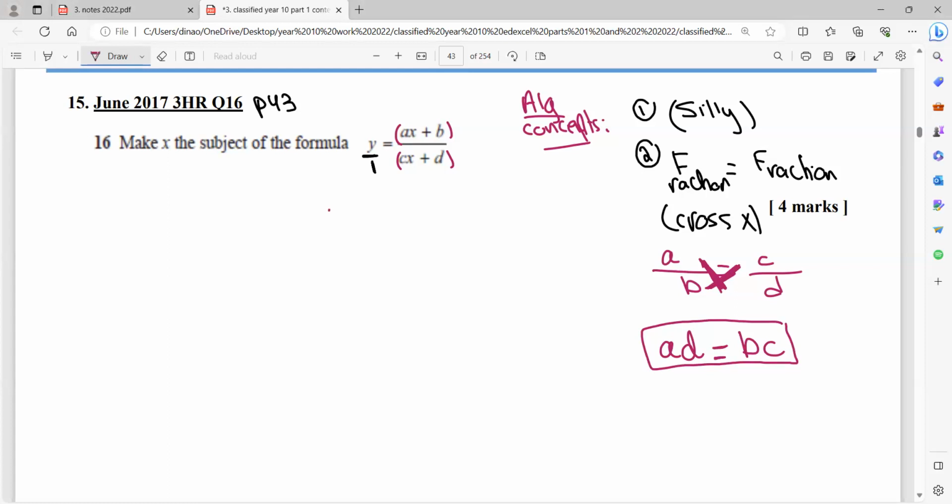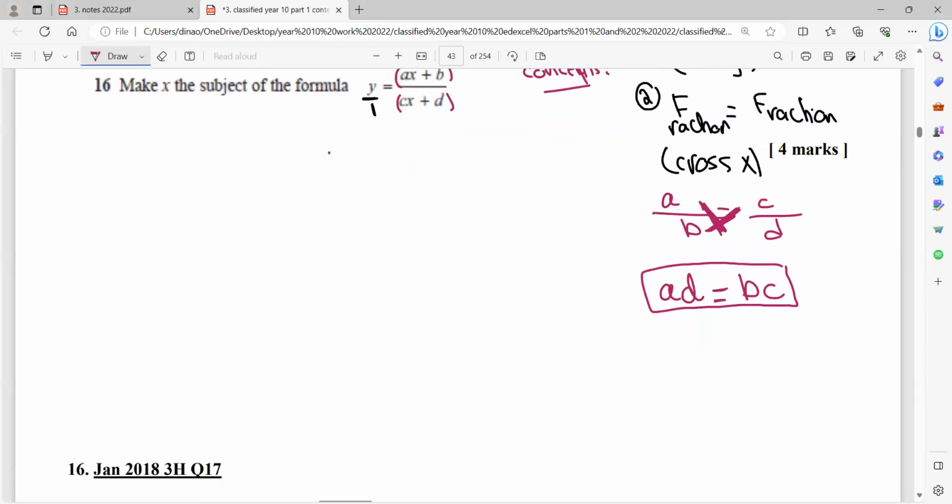So let's write the steps of letter repeated. Okay, the steps of letter repeated are: 1, expand the bracket, and you will notice this now. 2, collect the family. 3, take common.